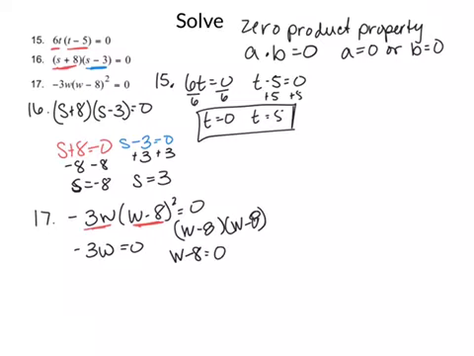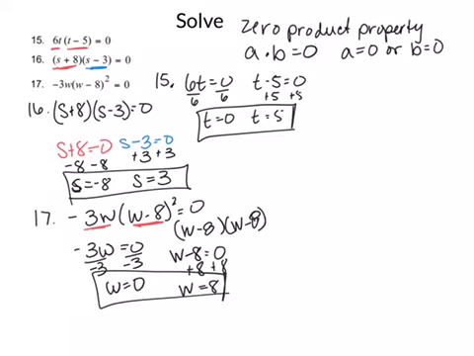w minus 8 equals 0. So here, to solve negative 3w equals 0, I'm going to divide by negative 3, and w equals 0. And here I'm going to add 8, so w equals 8. So I get 0 and 8. For number 16, I got negative 8 and positive 3.